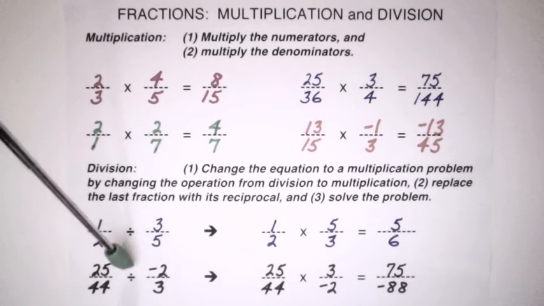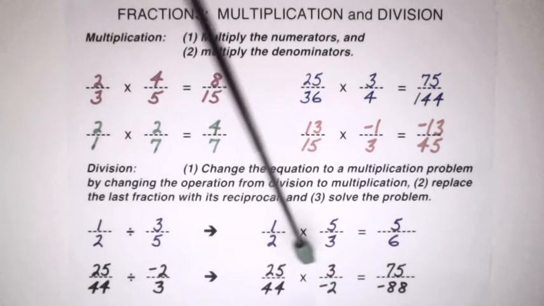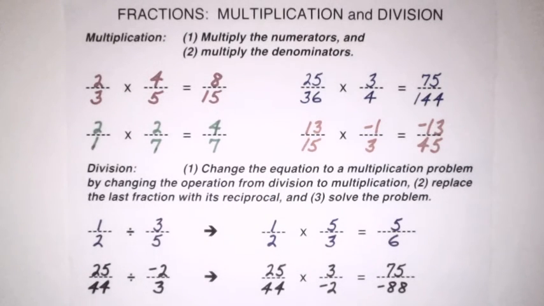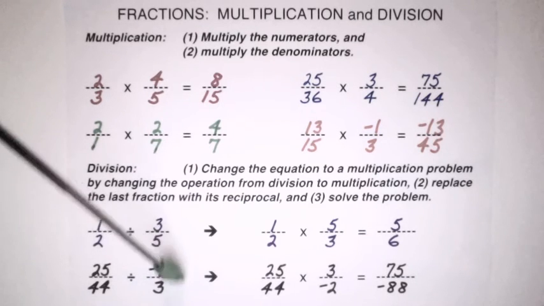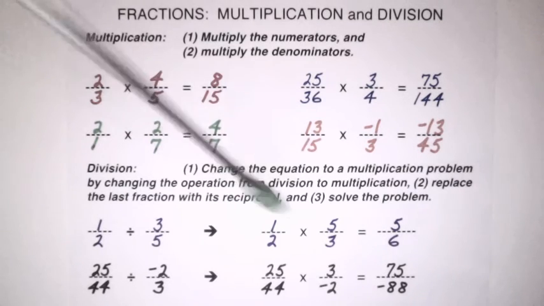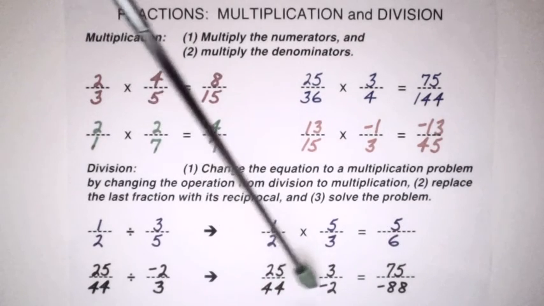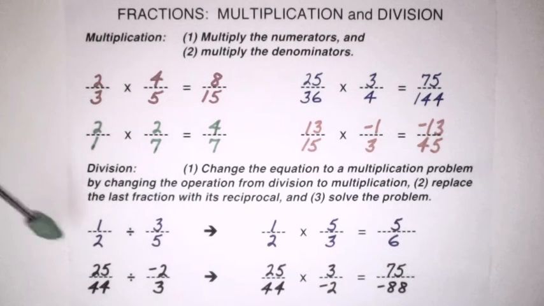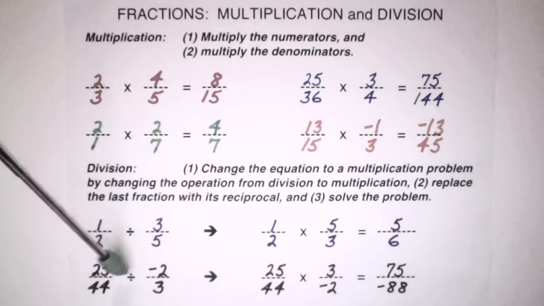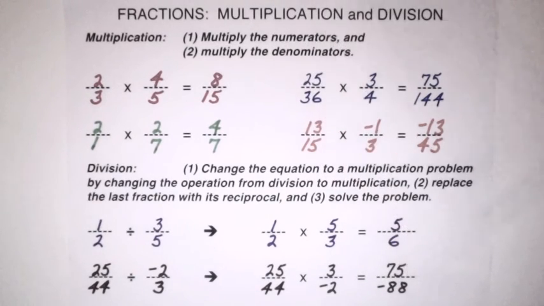Then we must change the operation from division to multiplication. We're undoing division with multiplication. So we must change something else in the equation in order to not change the value of the equation. So we flip the positions of the numerator and denominator of the last fraction, that's finding its reciprocal, and we write that here. Now it's 25 times 3 is 75, and 44 times negative 2 is negative 88. So 25 over 44 divided by negative 2/3 is 75 over negative 88.